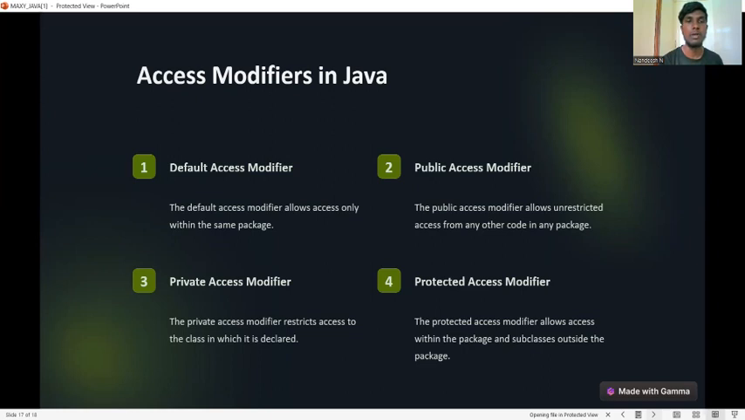The default access modifier allows access only within the same package. The private access modifier allows access only within the class in which it is declared. The public access modifier allows unrestricted access from any other code in any package. The protected access modifier allows access within the package and subclasses outside the package.